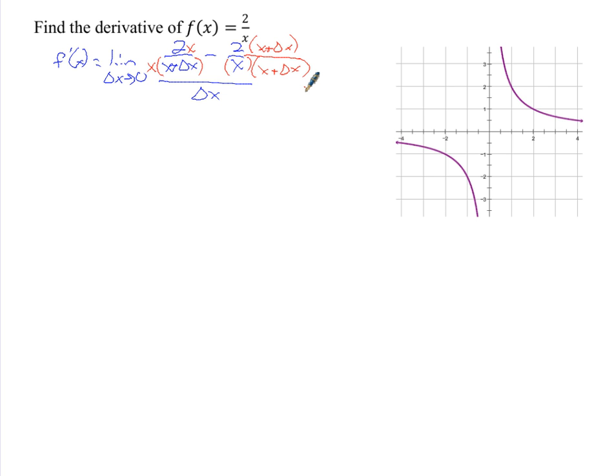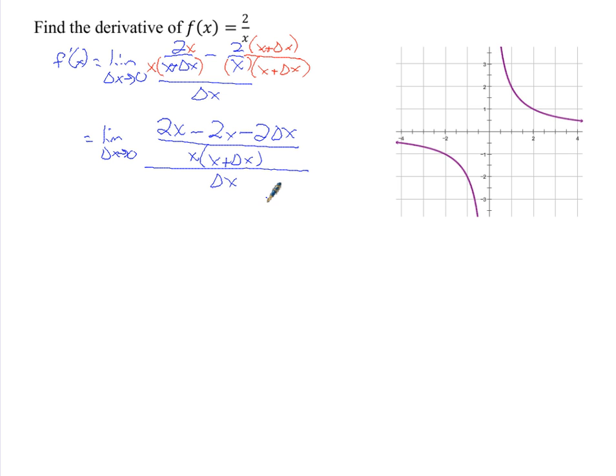So now I'll rewrite what I have. This is the limit as delta x approaches 0 of, in the numerator of the numerator, 2x minus 2x minus 2 delta x. Nice. Divided by, I'm not distributing that. Leave the factors alone. X parentheses x plus delta x. All divided by delta x. Now I have a composite fraction here, a stacked fraction. This is really like delta x over 1. Leave it, change it, flip it.